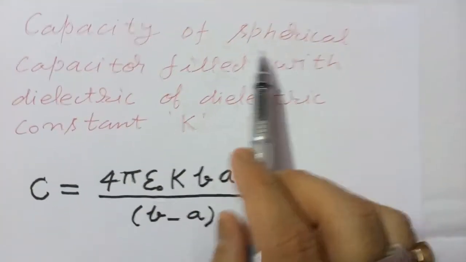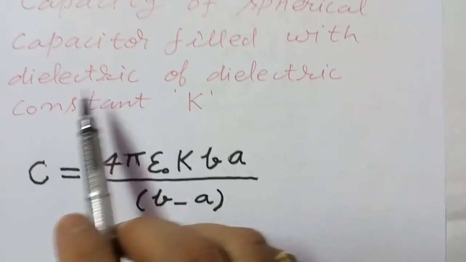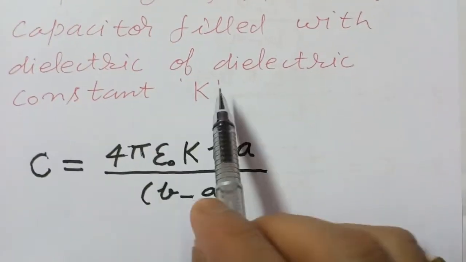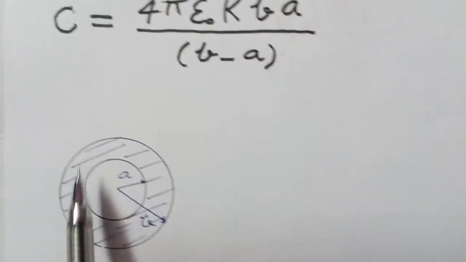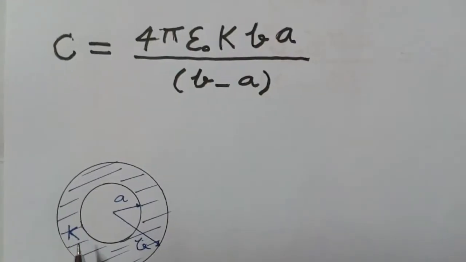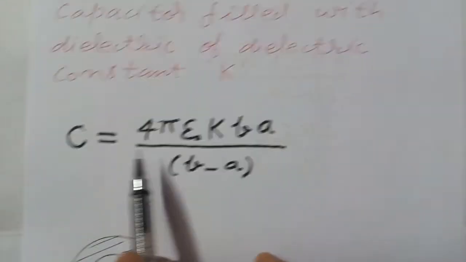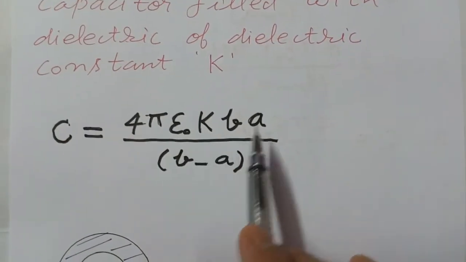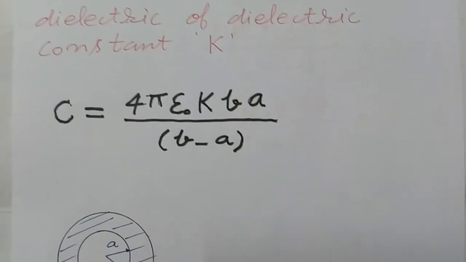Now, capacity of a spherical capacitor filled with dielectric constant K. Suppose the space between these two spheres is filled by a dielectric substance of dielectric constant K, then C will be equal to 4 pi epsilon naught K B A upon B minus A.